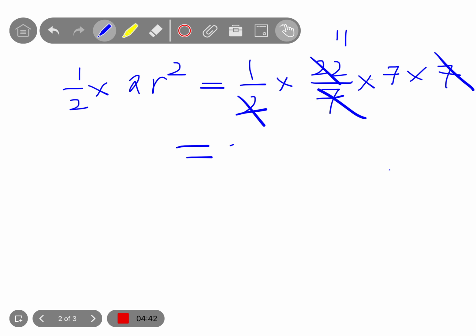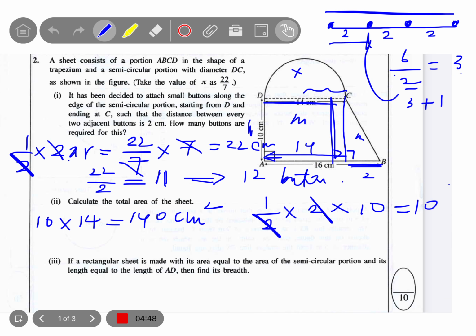11 times 7 is 77 square centimeters, the area of the semicircle. So that's the value here. Then we have to add 77 to 140 because we have to add the area of the rectangle and the area of the triangle. So if you just add these three values, you get 227 square centimeters.